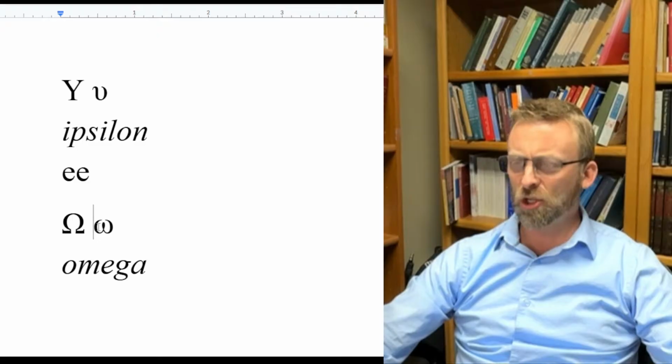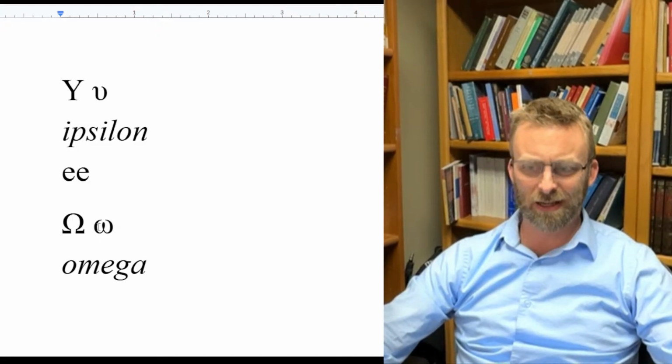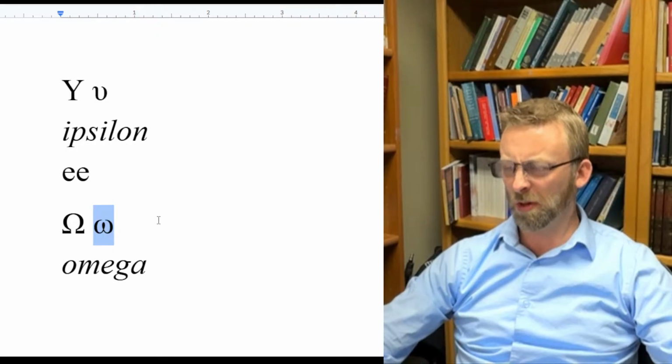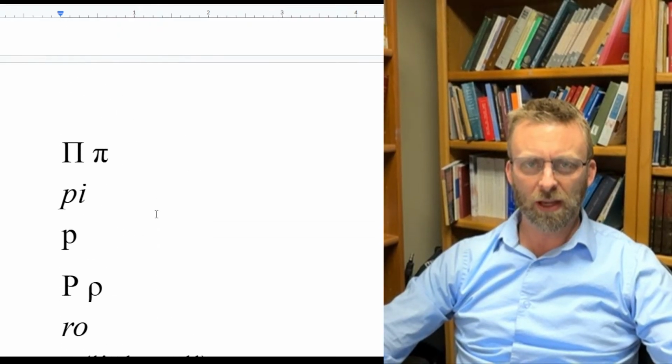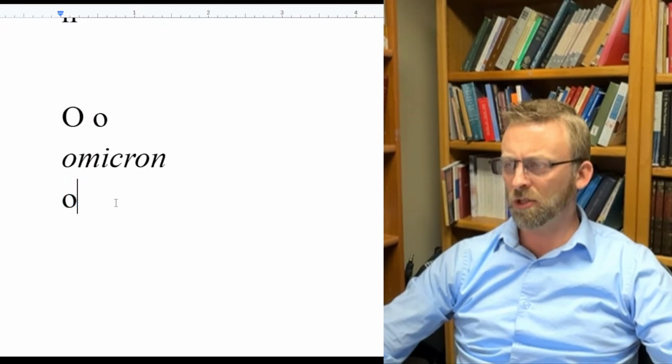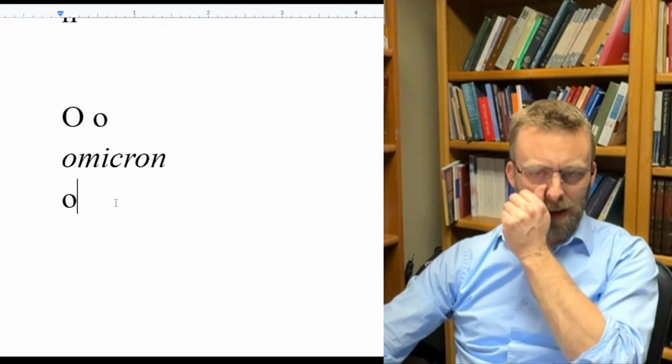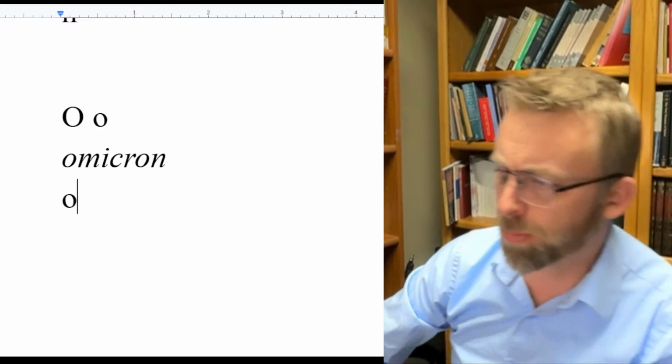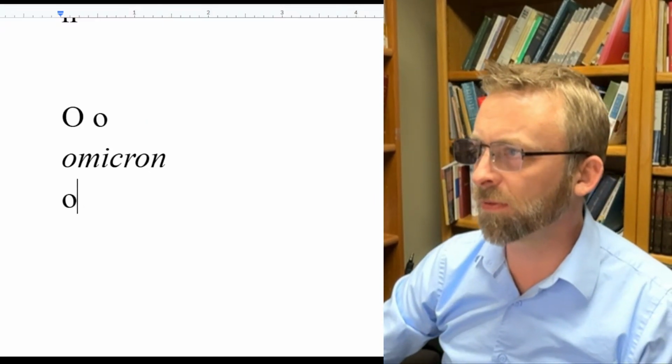I'm going to show you a biblical text now, and I'm going to switch the screens. But notice how the omega is written. It looks sort of like a W. And when we go back up to omicron, it looks like the English letter O. So I'm going to bring up the Bible software for a second.